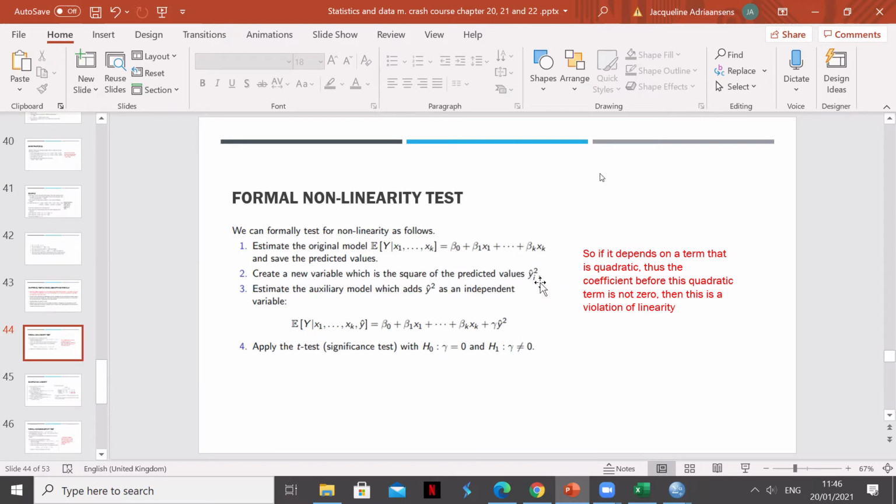And why do you add this term? Because it's a quadratic term. And if y depends on a quadratic term, which is a nonlinear form, as we discussed, then y isn't linear. And then you can, of course, prove non-linearity. So what you do is you want the coefficient before the y hat squared to be 0, because then it doesn't depend on it and it's linear. But if it's non-zero, statistically significant, then it does depend upon it.